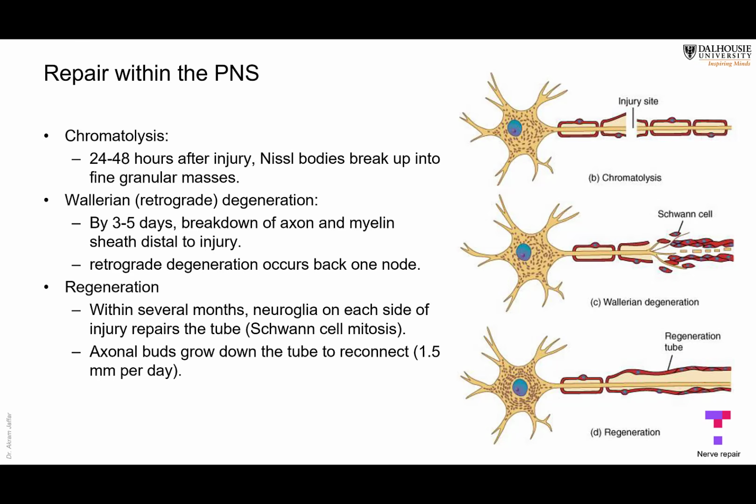And this is what's going to happen. After the injury, there will be chromatolysis. Nissl bodies will break into small granules. Then the remaining part of the axon will disintegrate distal to the site of the injury, and the same is true for the Schwann cells. And then the Schwann cells will multiply again, form a tunnel, and the nerve will grow with a speed of 1.5 millimeter per day.